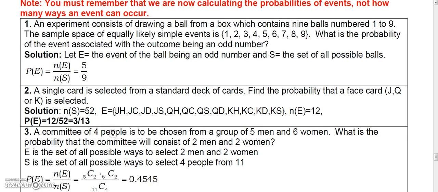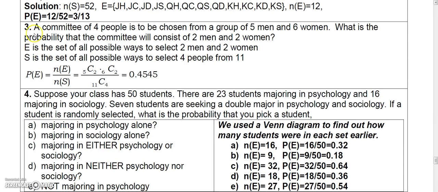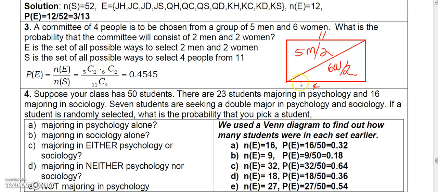Now, on this next one, it says a committee of 4 people is going to be chosen from a group of 5 men and 6 women. What is the probability that the committee will consist of 2 men and 2 women? I'm going to draw you a diagram for this. So look at this diagram.